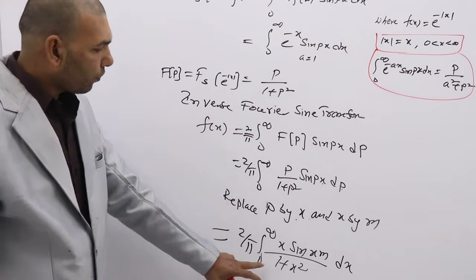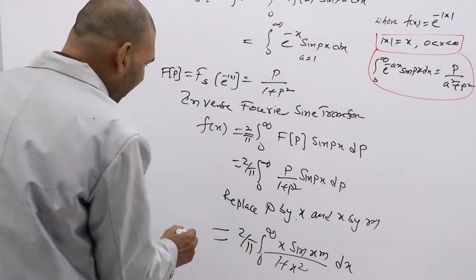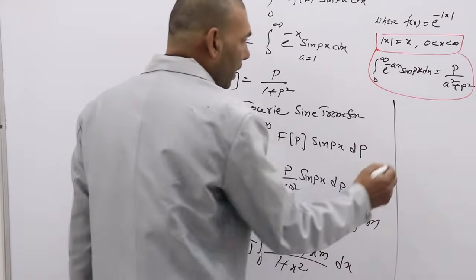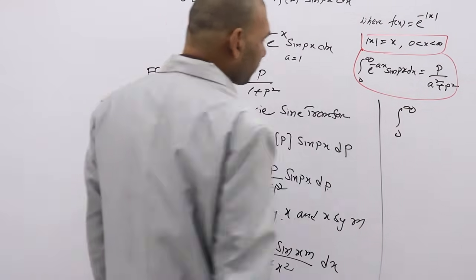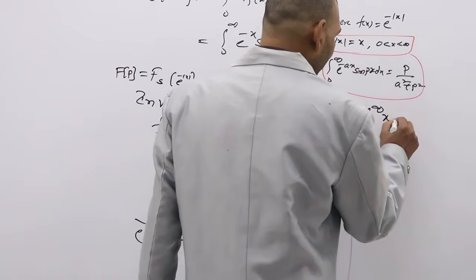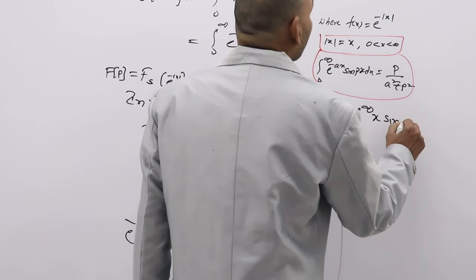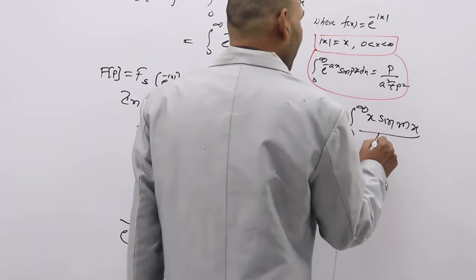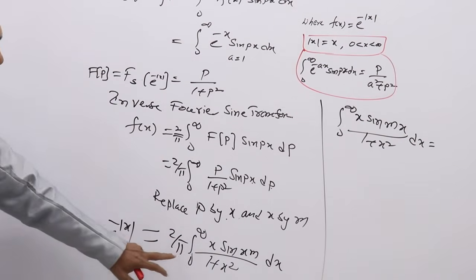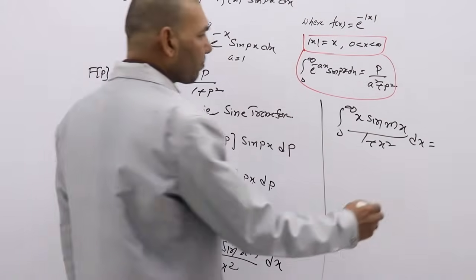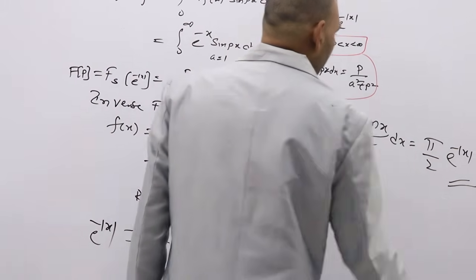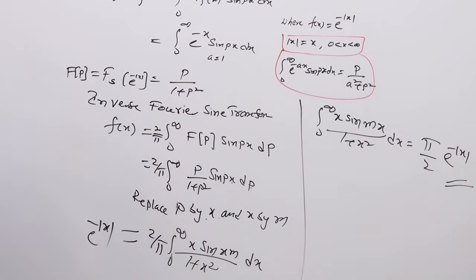So now what do we need to prove here? Here f of x is e power minus mod x. We need to evaluate this value: integral 0 to infinity sin mx by 1 plus x square dx. Send this 2 by pi to this side. What happens? Pi by 2 e power minus mod x. Any doubts you may express anywhere.